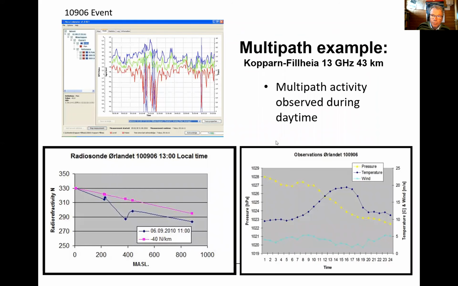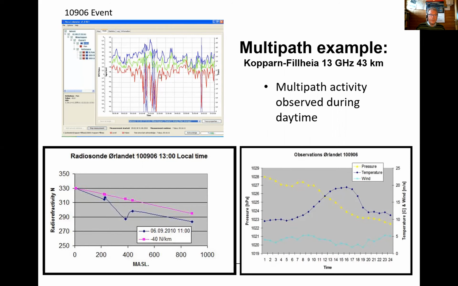Here is an example. We made some measurements in Norway, in the middle of Norway. We measured on a 13 gigahertz path, which was quite long, 43 kilometers, and it was shooting over sea. And in fact, we observed multipath activity during daytime. Usually over land, the multipath fading activity is during the night, but over sea we saw it also during the day. And here you see the signal level as a function of time. Here is the lowest level measured in the time frame.